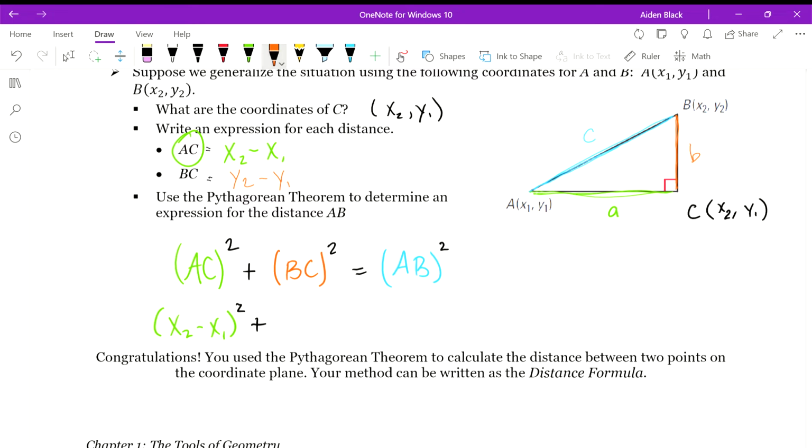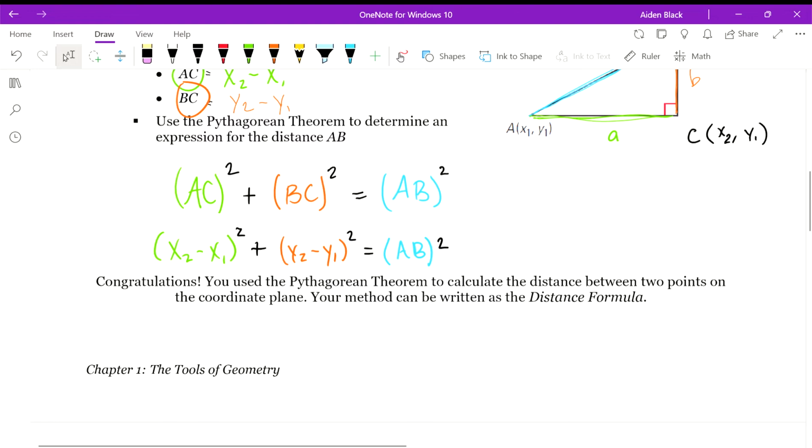And we know BC is y2 minus y1. And we know that AB squared is just, we'll just use AB squared, because in this question it actually asks us to write an expression for the distance of AB. So we'll keep AB as is.